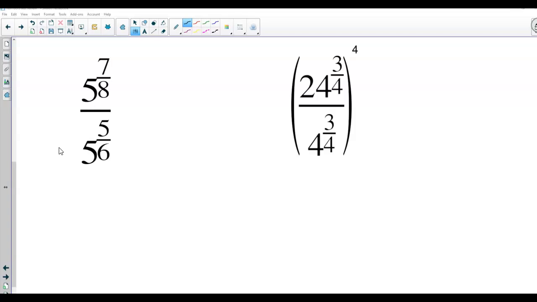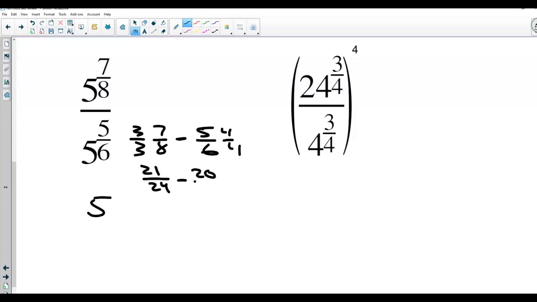Same base, we're dividing. We keep the base, we subtract the exponents. Once again, you've got to get a common denominator here. 3 over 3, 4 over 4. 21 over 24 minus 20 over 24. And that's 5 to the 1 over 24. That's your answer.